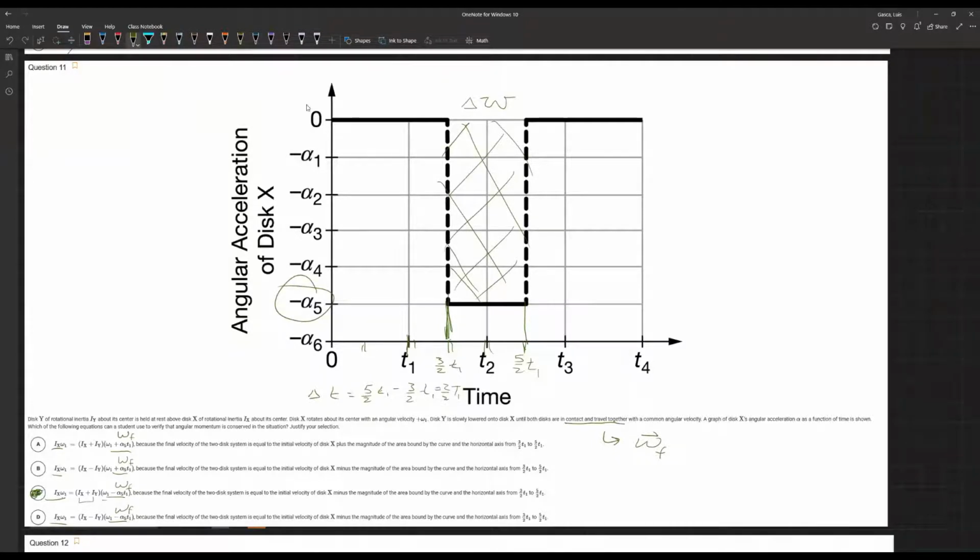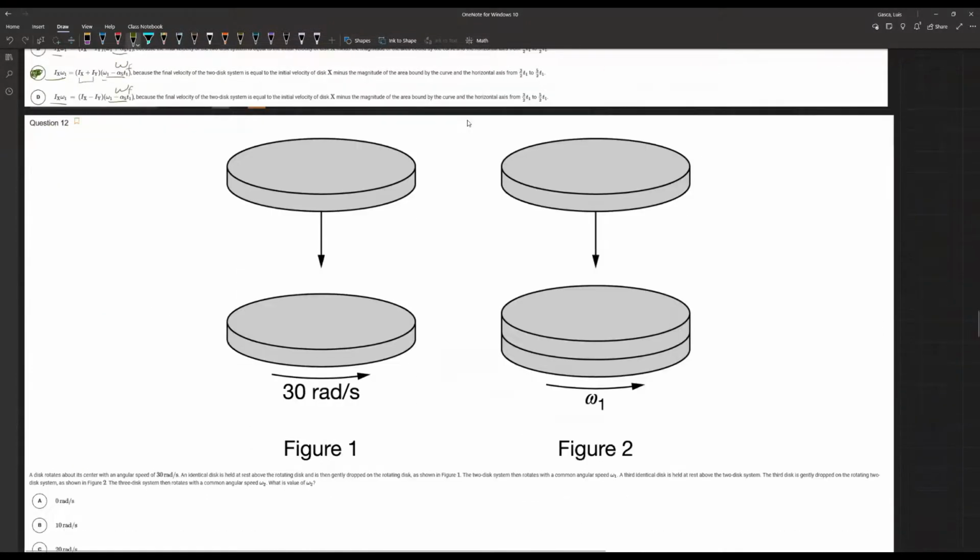So, any questions? Again, let me know if we have questions. So we have the exact same scenario. This is actually visualizing what was going on. We have one disk at rest and one of them is spinning. And then they're dropped and spin together.